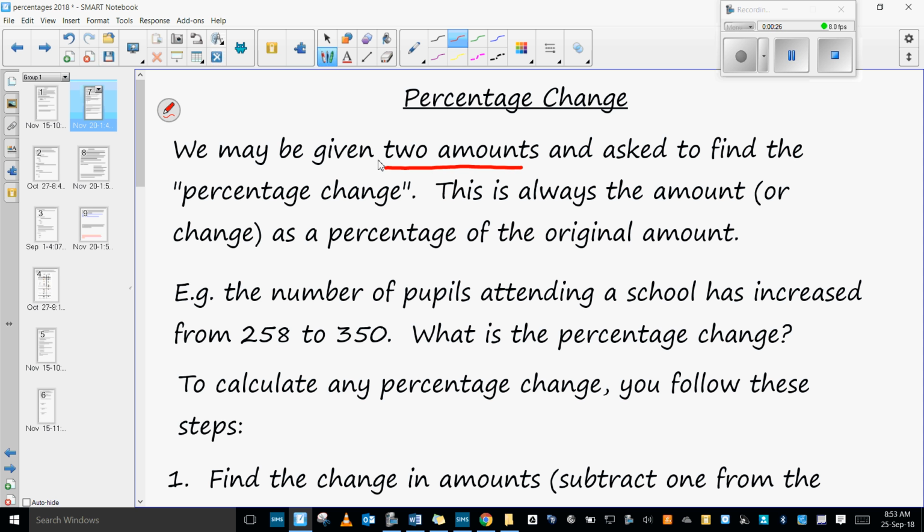So it might say that one year there were this number of things, and then in another year there were this number of things. What percentage has it changed? What was the percentage change going from this to this? It might be a percentage increase, or it might be a percentage decrease. A similar process is used if we're finding the profit of something or the loss of something.